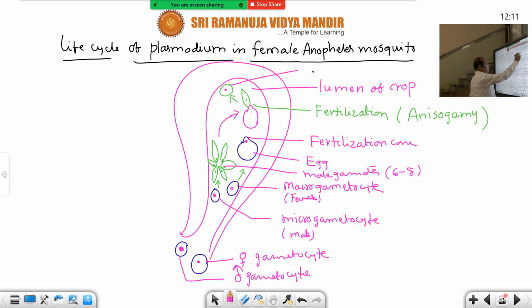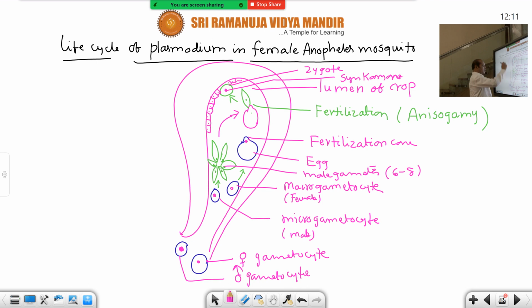This stage is called zygote, in which the nucleus is present. This nucleus is called synkaryon. So maximum towards the right side we have completed the labeling. Now we are coming to the left side. This is the wall of the stomach. The wall of the stomach is richly provided with epithelial cells. All these are columnar epithelial cells. Any gut wall is made up of columnar epithelial cells.